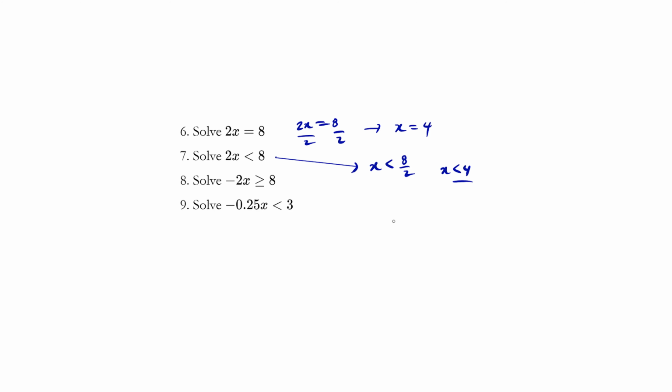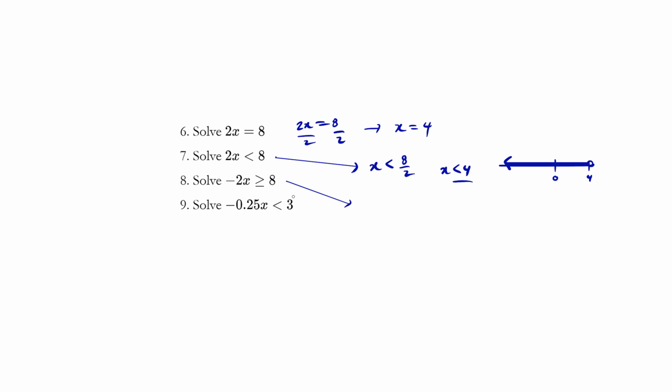And by the way, if you have a number line, you have 0 here, you have 4 here, we're going to have a hollow circle because all the possible values of x must be less than 4, not including the actual number 4. So you have a hollow circle there.